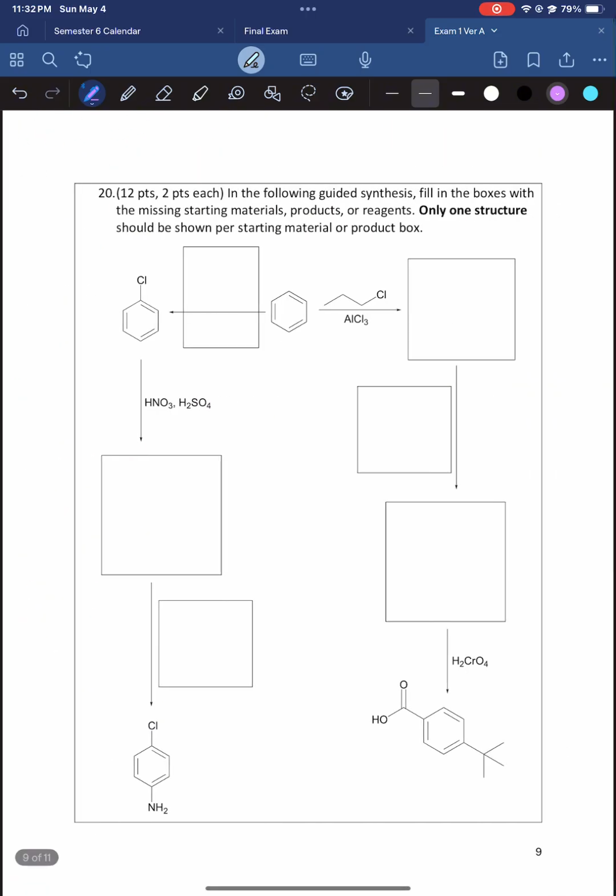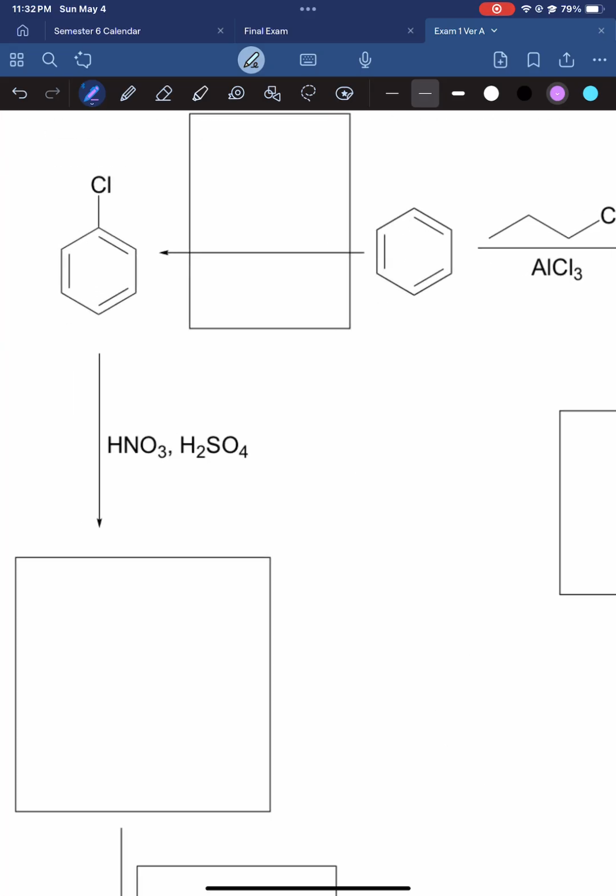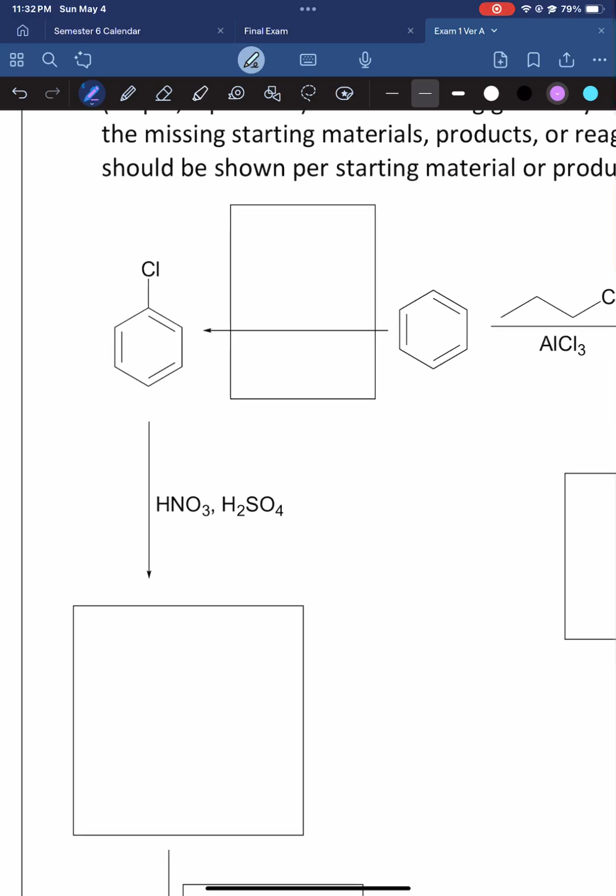Let's look at the next page. We have this kind of guided synthesis reaction, which should be fairly easy if you know your reactions. So let's start going to the left side. We have a chlorine being added to a benzene, and this is as simple as Cl2 plus FeCl3.